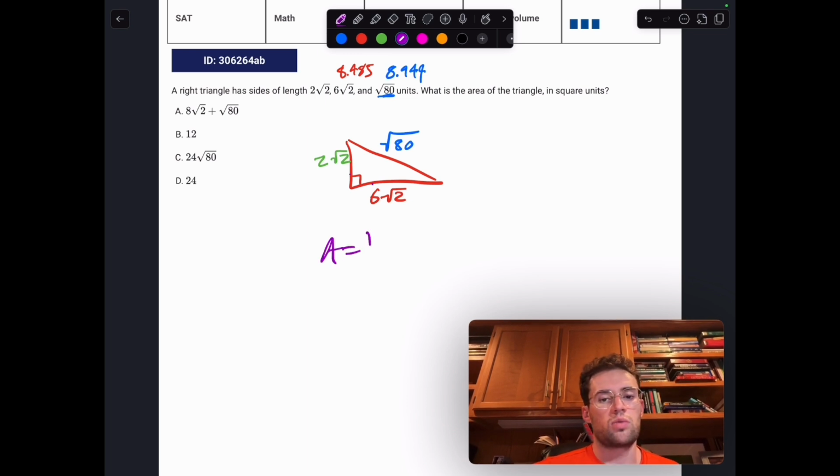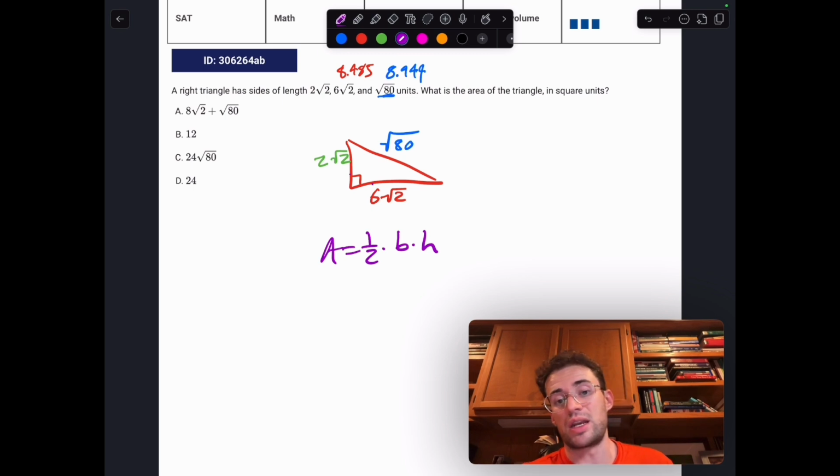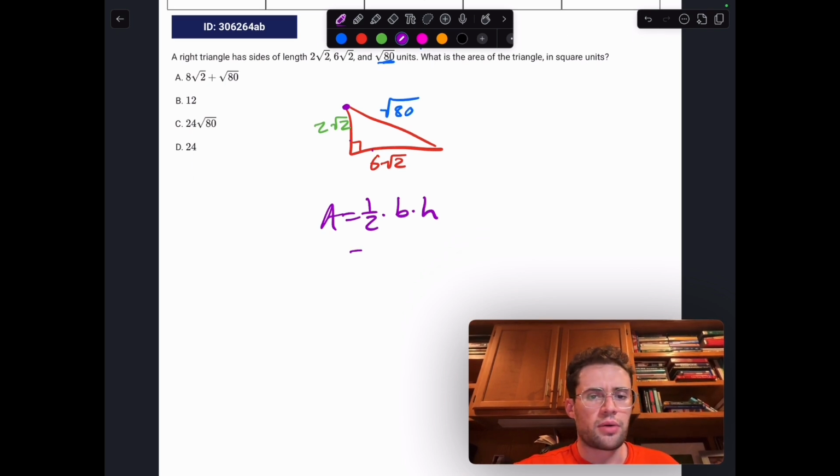But area is equal to 1/2 times base times height. An altitude, a height, just means it has to be at 90 degrees from the base and go up to the point that's furthest from there. So that would be 1/2 times, let's call it 6 root 2, times 2 root 2.